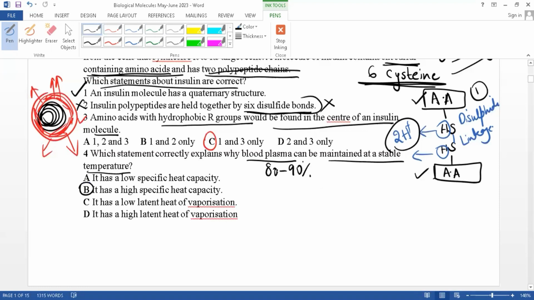So that is why the blood plasma is maintained at a stable temperature, and enzymes and hormones can keep on working easily within blood plasma, which is made up of 80 to 90% water, and water has a high specific heat capacity. So if the external temperature changes, water's temperature does not change quickly, and it is maintained at a stable environment. So B is correct.